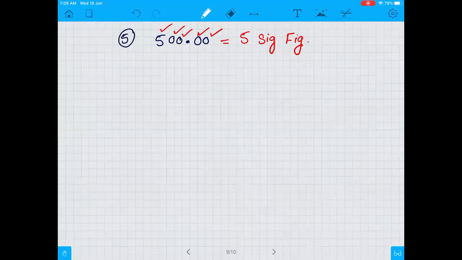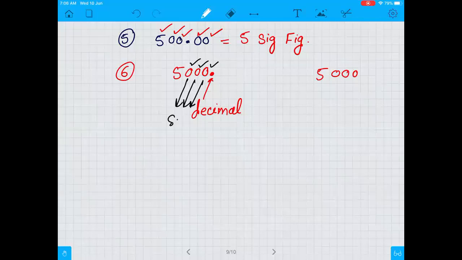Rule number 6, you have a number 5000 and you put a decimal here. Just for example, if you write 5000 without decimal, or you write it with a decimal, even if there is nothing after the decimal, still the decimal has impact. When you put a decimal, you are telling that these 3 zeros, they were noted by the instrument and now they are significant. Now this number has 4 significant figures.